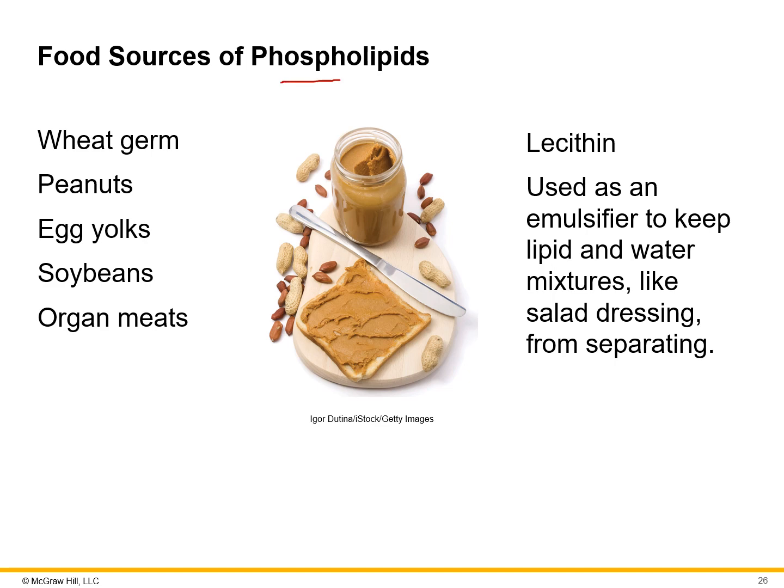As far as our phospholipids, so again, they help to make those cell membranes for us. So wheats, peanuts, our egg yolks have those, organ meats, soybeans, lecithin, but also they're used as what are referred to as an emulsifier to keep the liquid and the water mixture, like salad dressings, from separating. So the emulsifiers, because again, oils and water don't mix, so emulsifiers get used to kind of blend everything together.